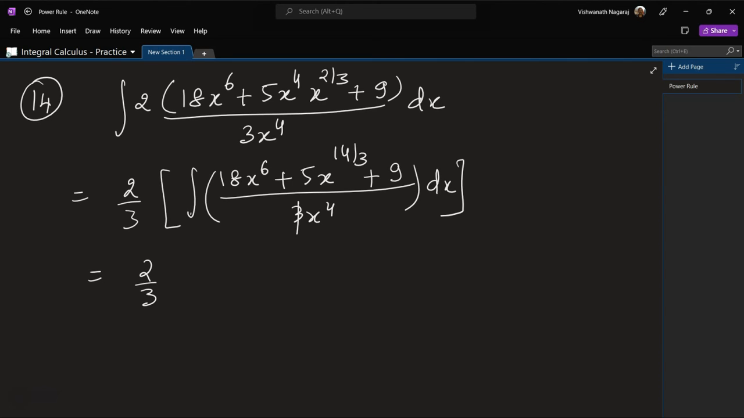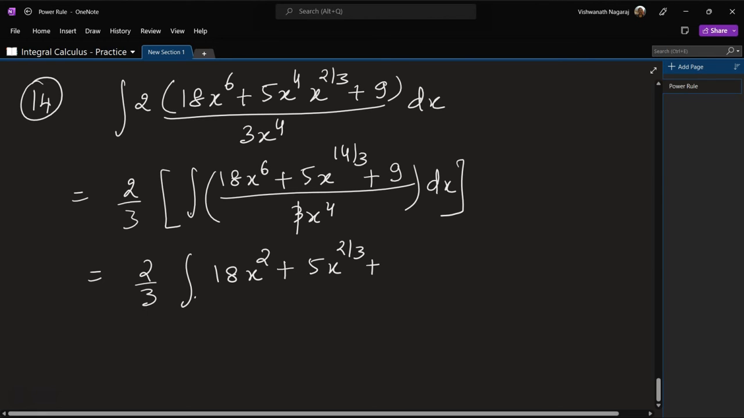So 2 by 3, integral of, what do we have now? x to the power of 4, we take it up for each of the terms. So we get 18 x to the power of 6 minus 4 is 2, plus 5x to the power of 14 by 3 minus 4. So 14 by 3, 3 fours 12, 14 minus 12, so 2 by 3. Yes. Plus 9x to the power of minus 4. Done. Now let's do the integration.